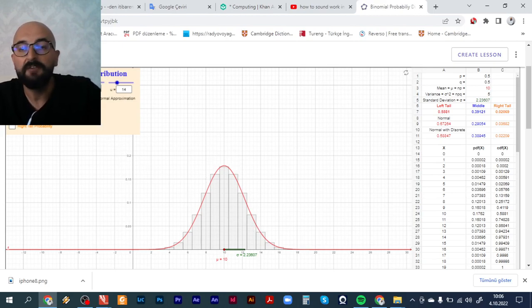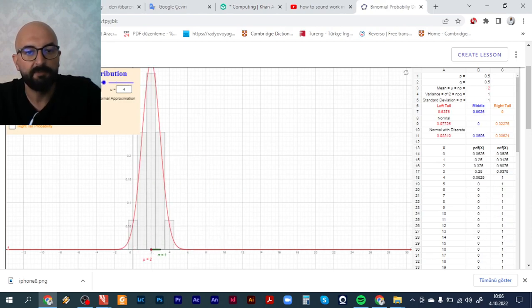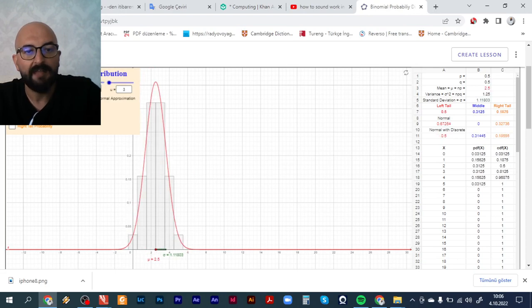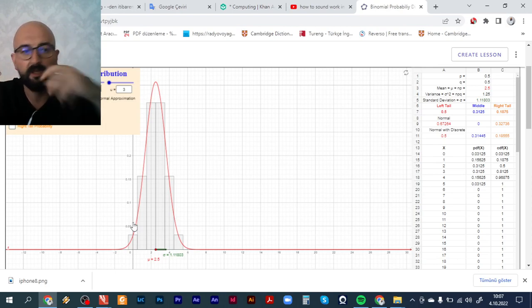But if our number of trials is very small, for example 5 trials, the normal approximation breaks down.